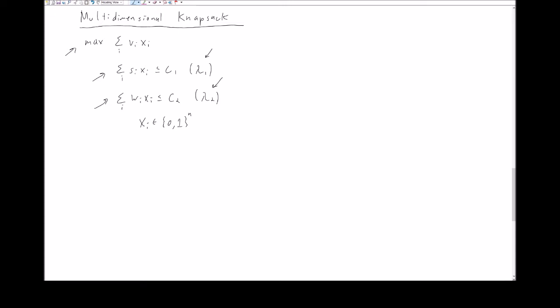We're going to formulate our Lagrangian relaxation, so we've picked some constants, lambda 1 and lambda 2, to multiply to these constraints. Now we go through the mechanical procedure of writing the Lagrangian relaxation. It's going to be the maximum of the sum over all i of v_i x_i, our original objective. And now we add our penalization terms. We're going to subtract lambda 1 times the sum over all i of s_i x_i minus c1, and also subtract lambda 2 times the sum over all i of w_i x_i minus c2.